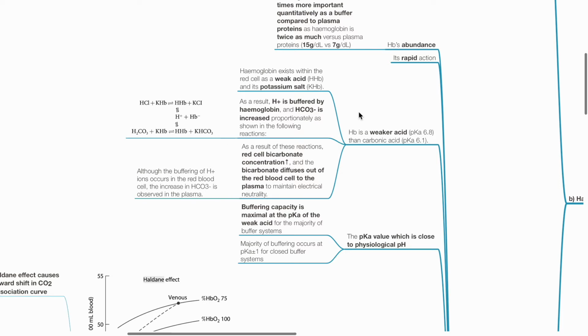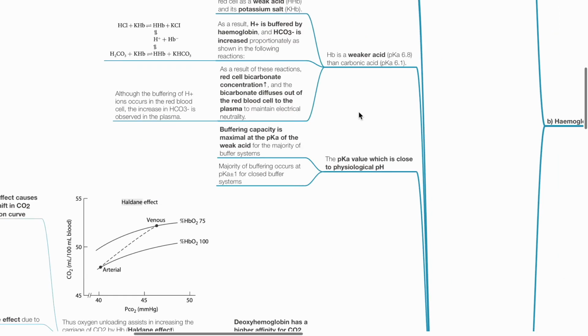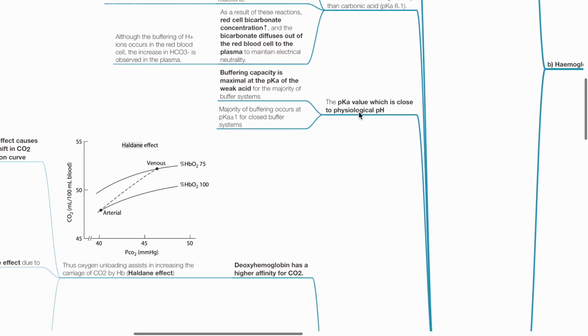As a result of these reactions, red cell bicarbonate concentration increases and the bicarbonate diffuses out of the red blood cell into the plasma to maintain electrical neutrality. The pKa value of hemoglobin is close to physiological pH. Buffering capacity is maximal at the pKa of the weak acid for the majority of the buffer system. The majority of buffering occurs at pKa plus or minus 1 for closed buffer systems.